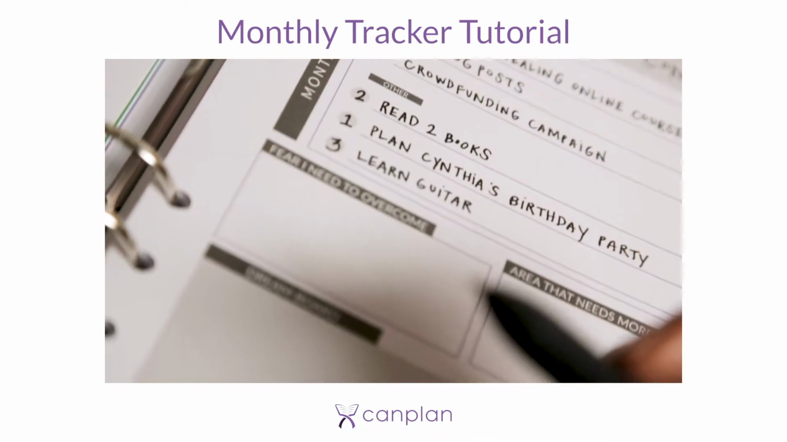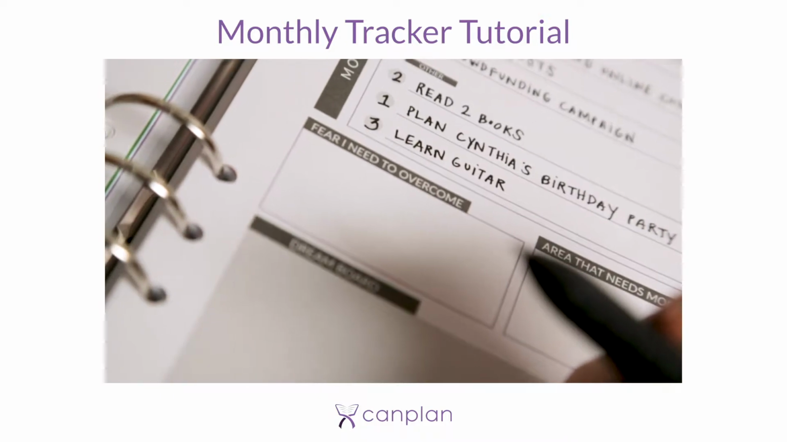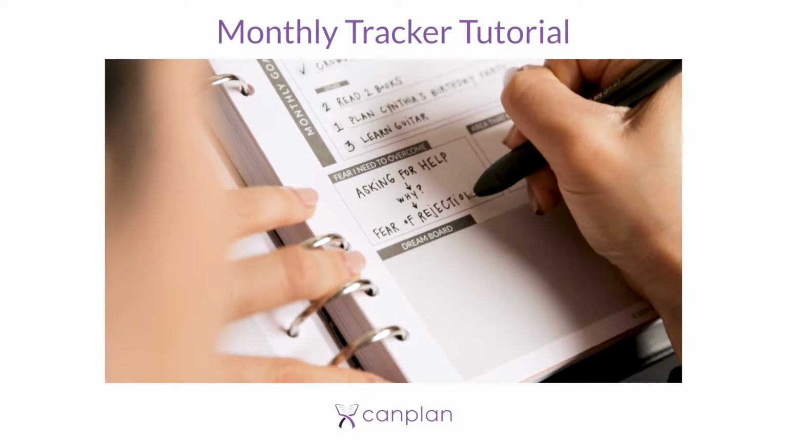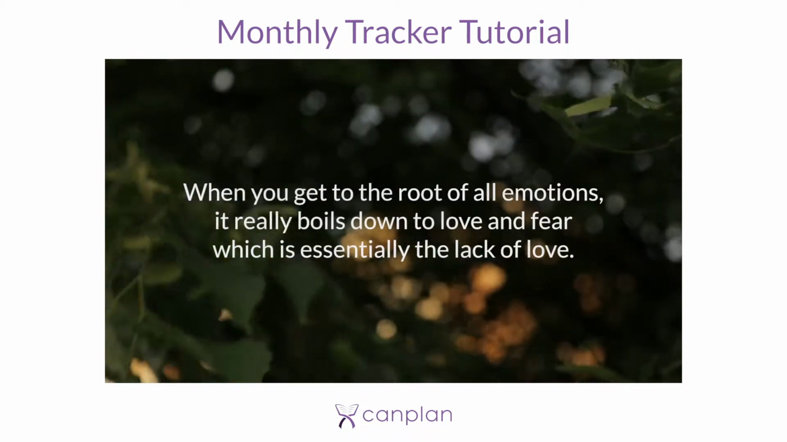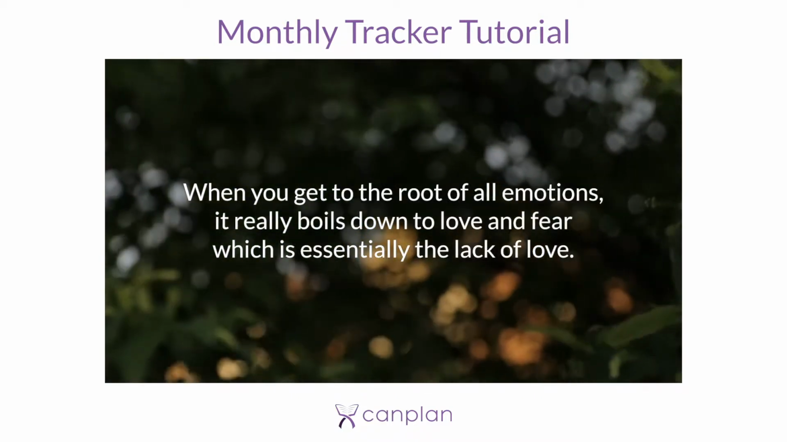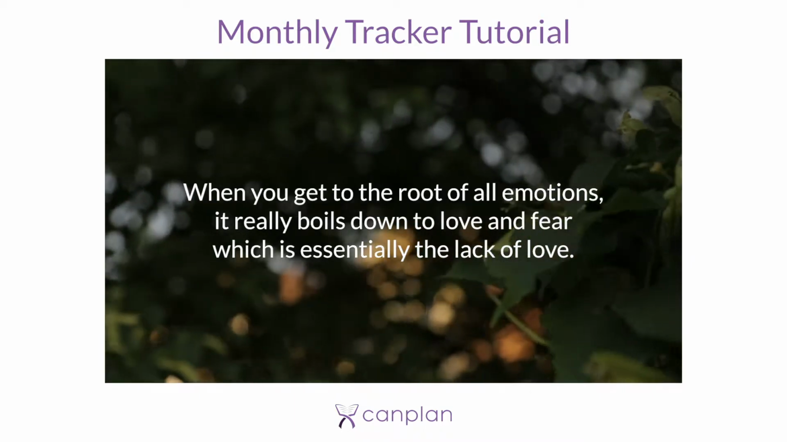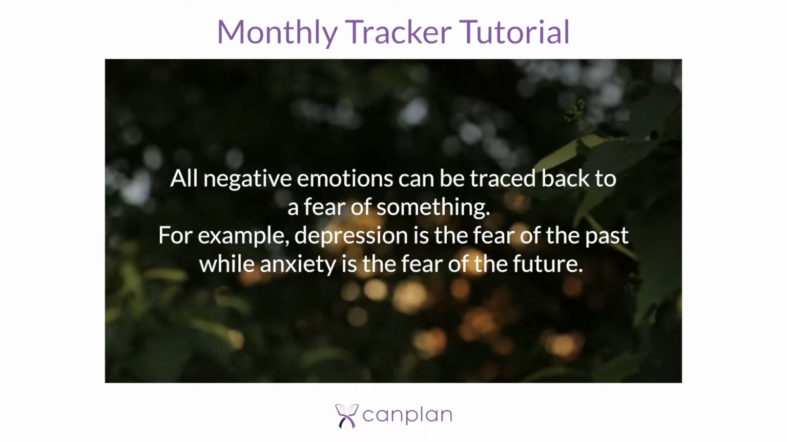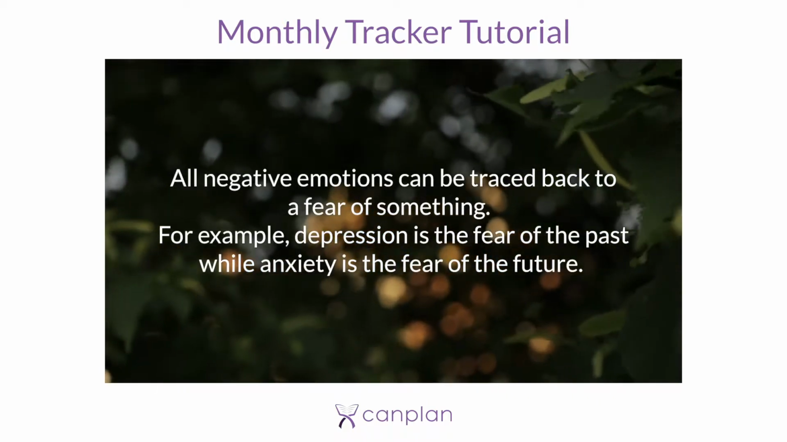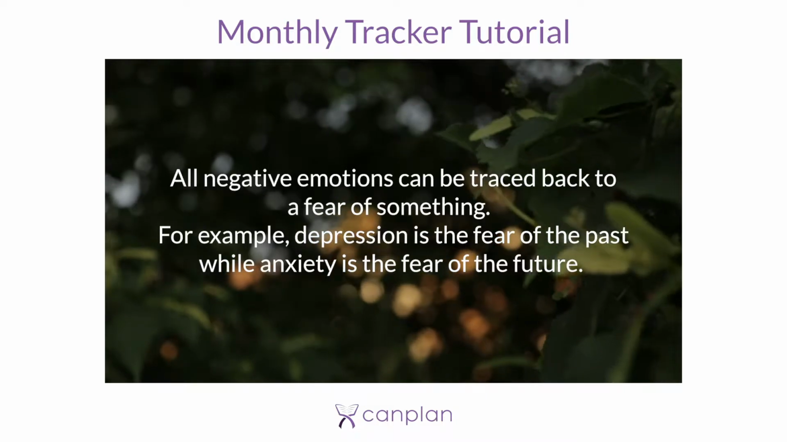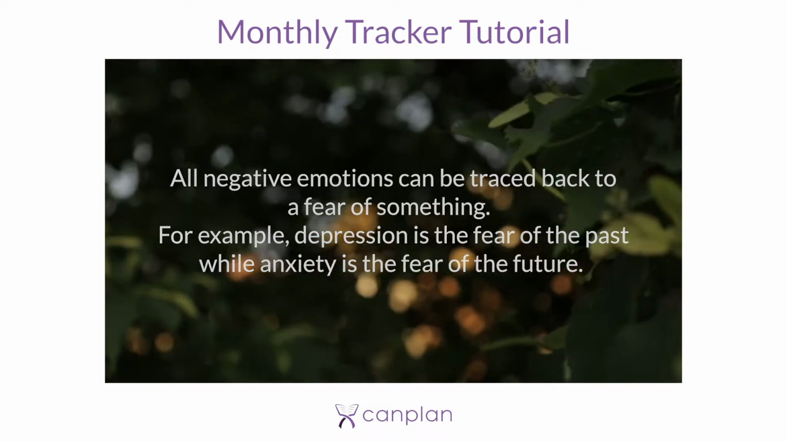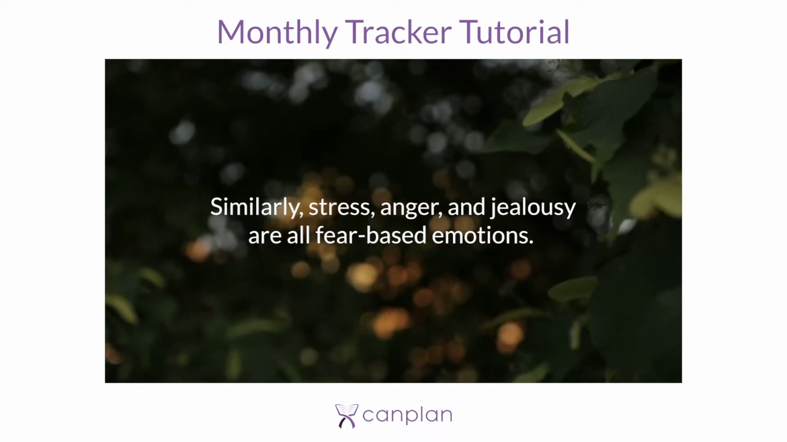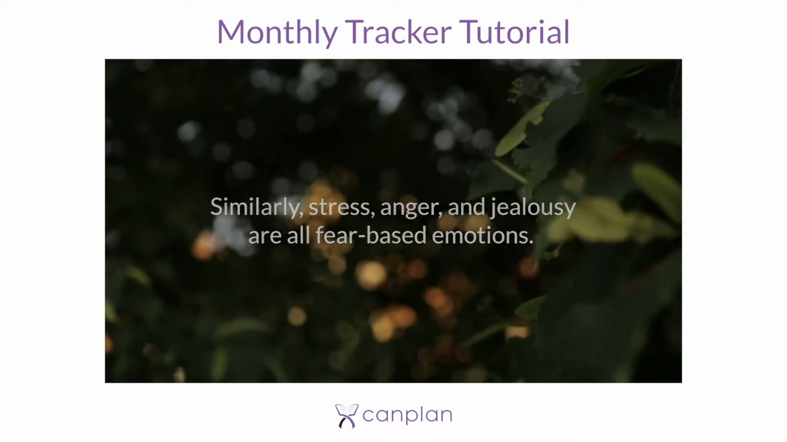So the next section will ask you to think deeply about a fear that's consistently manifesting in your life and preventing you from healing. When you get to the root of all emotions, it really boils down to love and fear, which is essentially the lack of love. All negative emotions can be traced back to a fear of something. So for example, depression is the fear of the past, while anxiety is the fear of the future. Similarly, stress, anger, jealousy are all fear-based emotions.